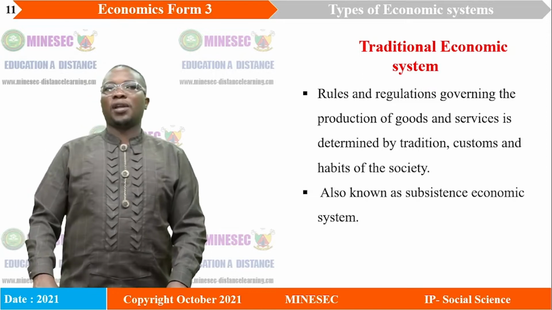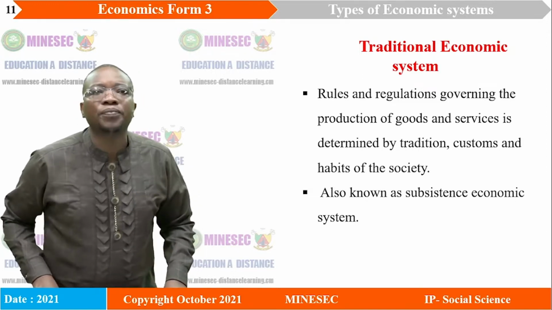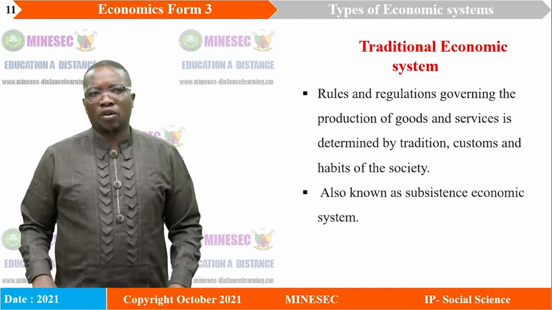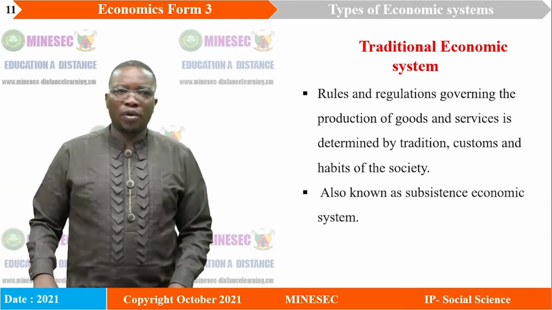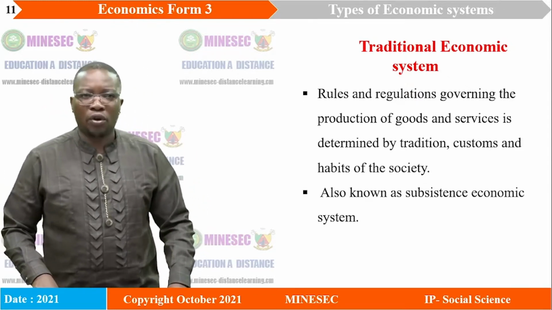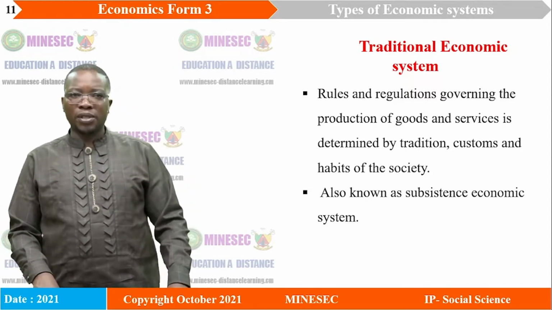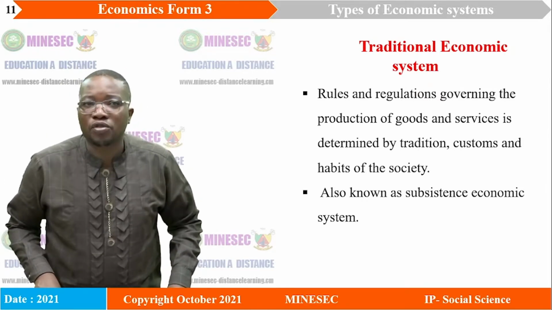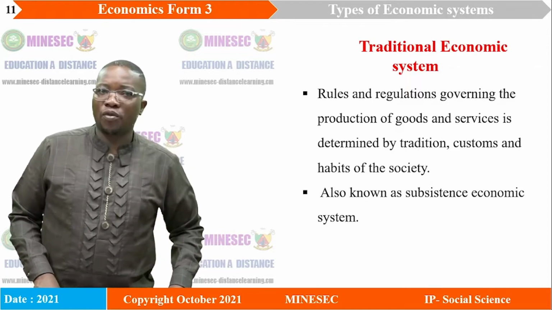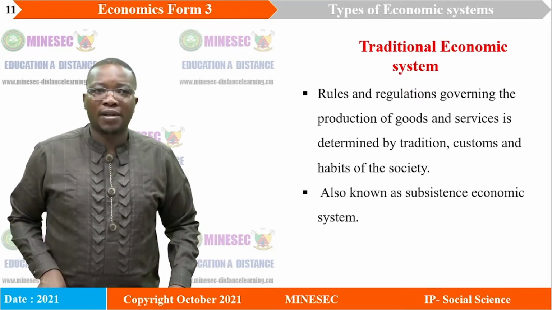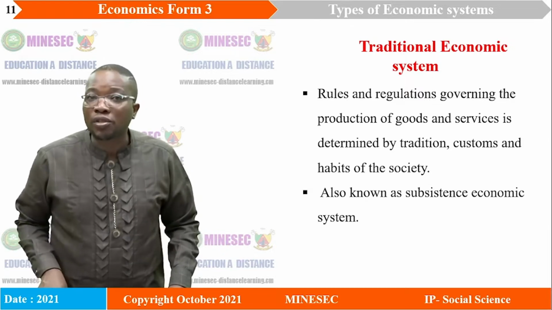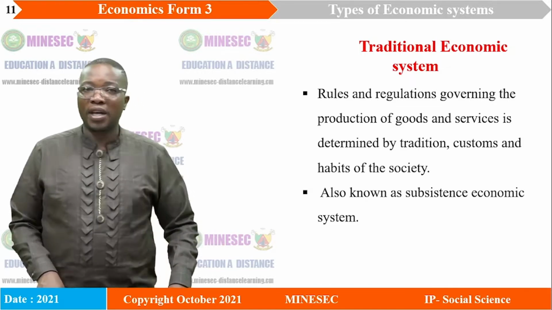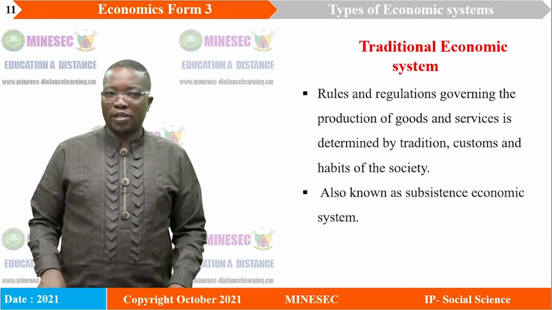When we talk of a traditional economic system, what is a traditional economic system? We are going to observe that a traditional economic system is an economic system where the rules and regulations governing the production of goods and services are determined by tradition, customs, and habits of the society. That is, the rules and regulations governing the production of goods and services are determined by tradition, customs, and habits of the society, of the people that are living in that particular area or that particular locality.